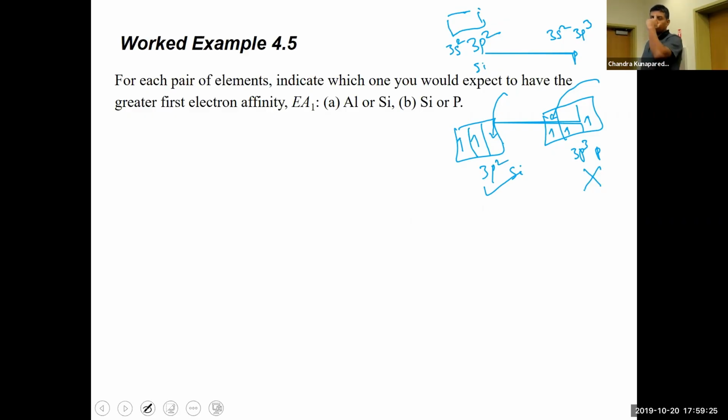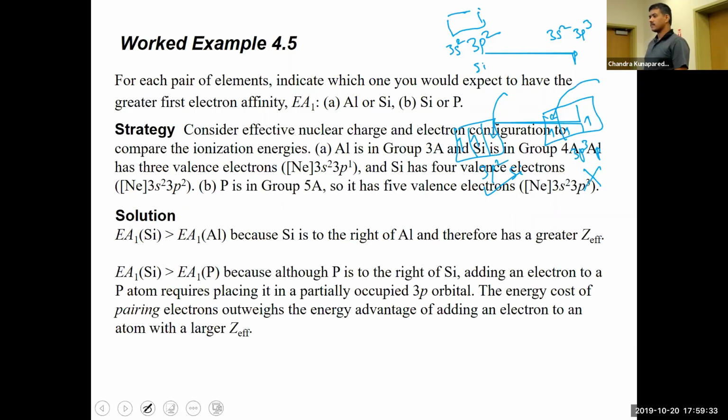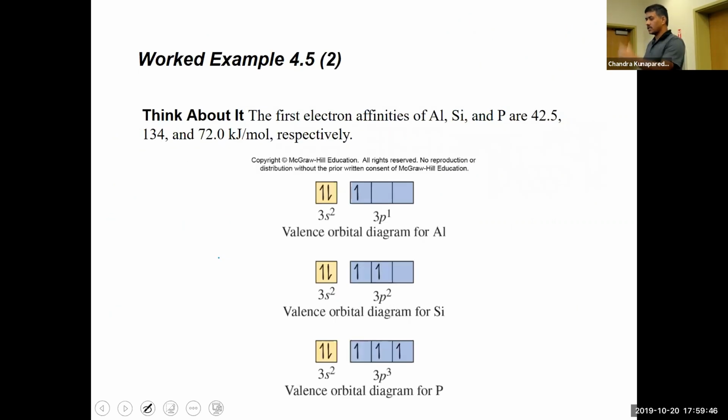Again, it is just one group that is an exception. Otherwise, the rest of the elements in the period, from left to right, follow the same trend. So silicon is greater than aluminum, and an exception is this: silicon is greater than phosphorus, even though phosphorus is to the right of silicon. Basically, it's what's showing here, the valence electron diagram for aluminum, silicon, and phosphorus. Why is phosphorus an exception? Because it already has a partially filled electron configuration, which makes it harder to accept the second electron through pairing.